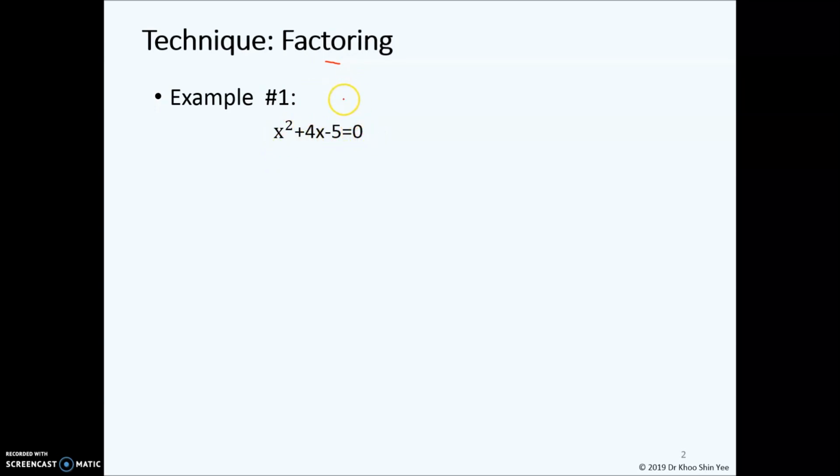So for this case, we want to simplify the x squared term into x plus a, where a is the constant, multiply x plus b. Right? So we want to find the a and b for this constant. What will be the number? If we're able to achieve this, this is called the factoring.